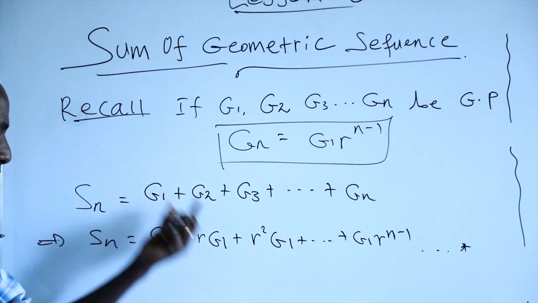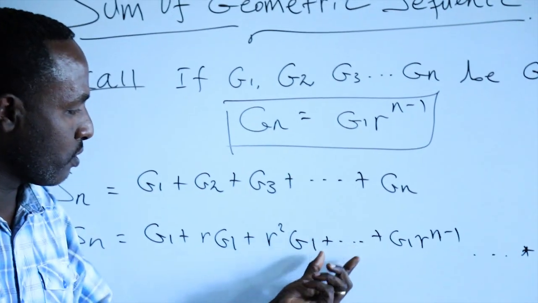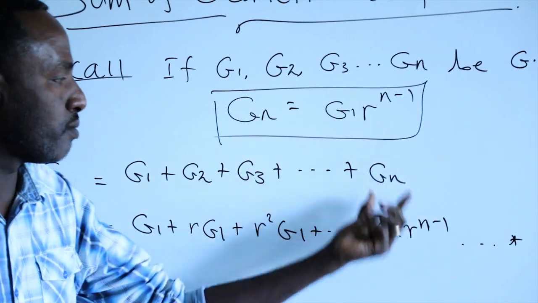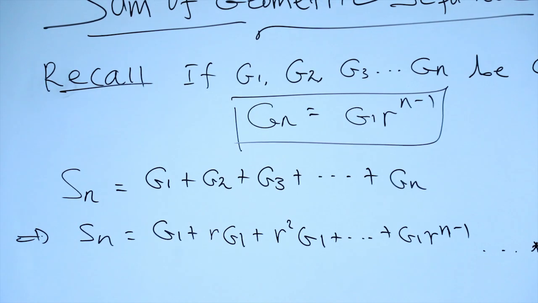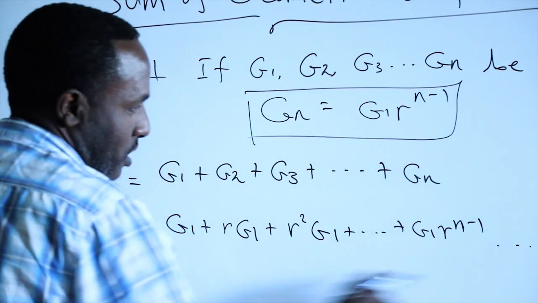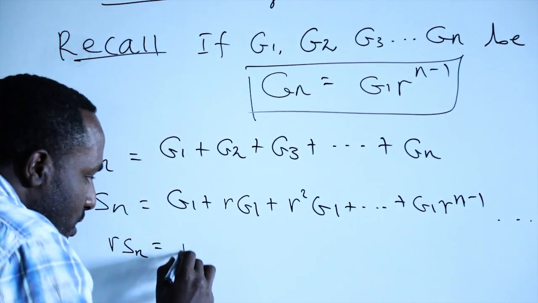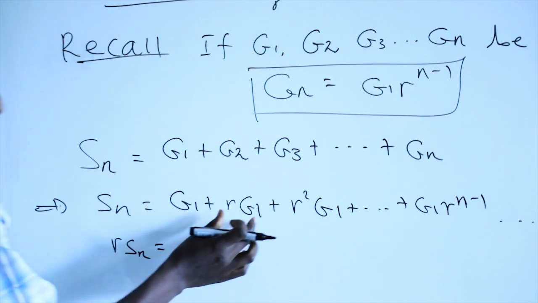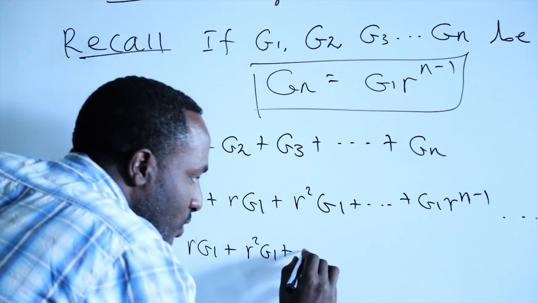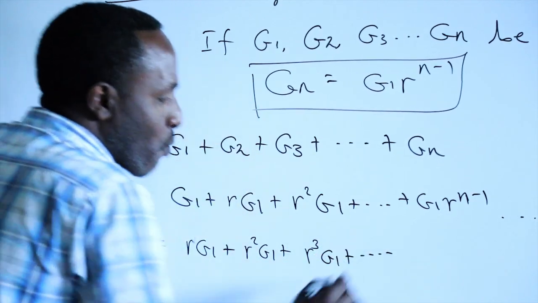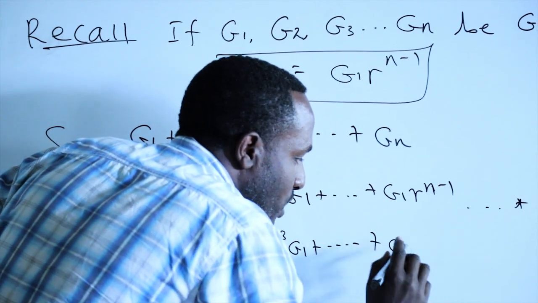Sn equals G1 plus r times G1 plus r squared times G1 plus r cubed times G1 plus up to G1 times r to the power of n minus 1. Now if we multiply both sides of this equation, star, by r, we get r times Sn equals r times G1 plus r squared times G1 plus r cubed times G1 plus up to G1 times r to the power of n.